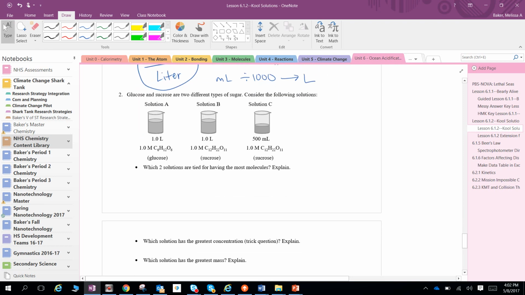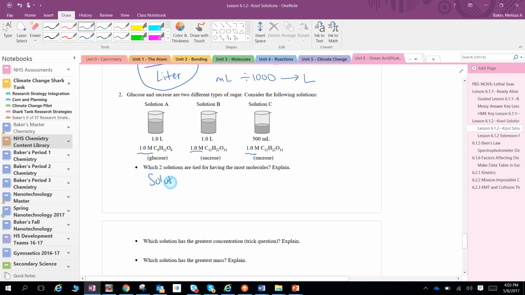For question 2, it says I've got 3 different solutions. One is a glucose solution, 1 liter of 1 molar C6H12O6. And then I've got 1 liter of 1 molar C12H22O11. And I've got 500 milliliters of 1 molar C12H22O11. Which 2 solutions are tied for having the most molecules?